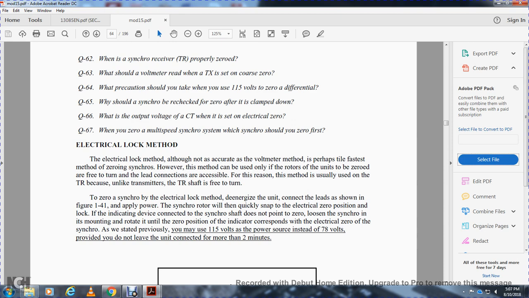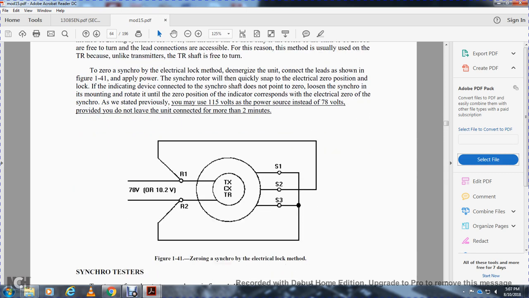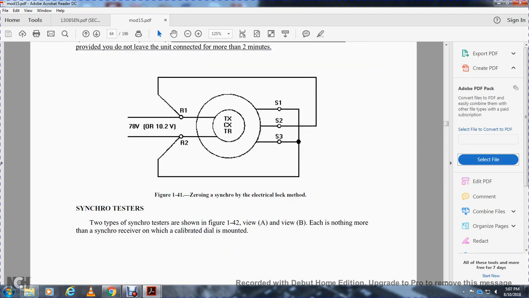You may use 115 volts as a power source instead of 78 volts, provided that you do not leave the unit connected more than 2 minutes. 78 volts is 0.25 volts. Rotor 1 goes to stator 2, rotor 2 goes to stator 1, and stator 3 of the transmitter, control transmitter and torque receiver.